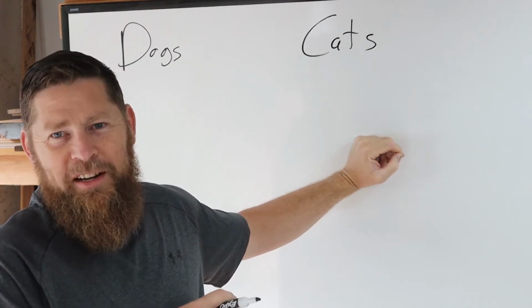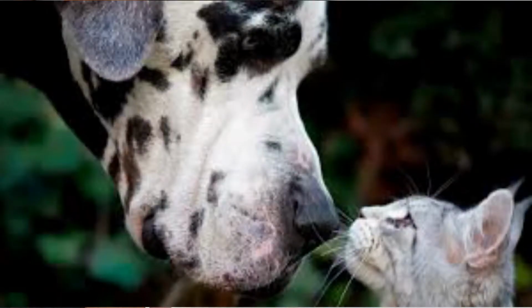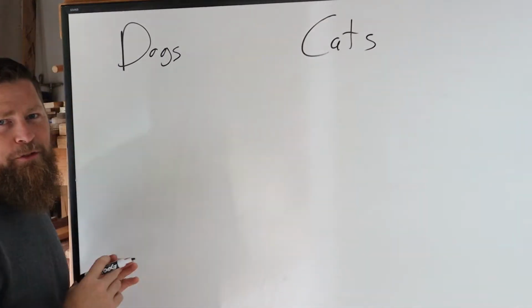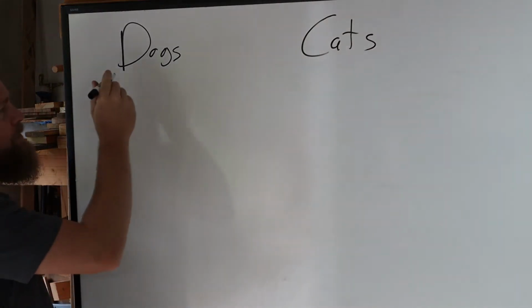But I like dogs better, so I'm going to be in the dog group, right? So you can have a dog or a cat, but you're a cat person or a dog person. That's really the issue. You have a favorite, and dogs are my favorites.